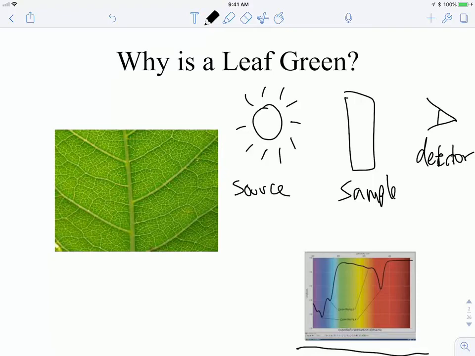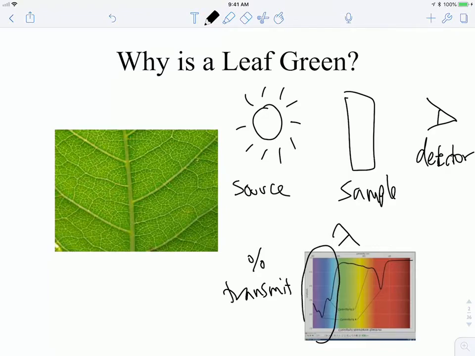So there's lots of different ways that we can graph this, but the way that's going to be most useful to us is shown here at the bottom, where on the y-axis we have percent transmittance, and on the x-axis we have wavelength. So notice that, and this is actually the visible spectrum of a leaf, or chlorophyll actually, not very much of the blue or purple light is transmitted, because right here would be 100% transmittance.